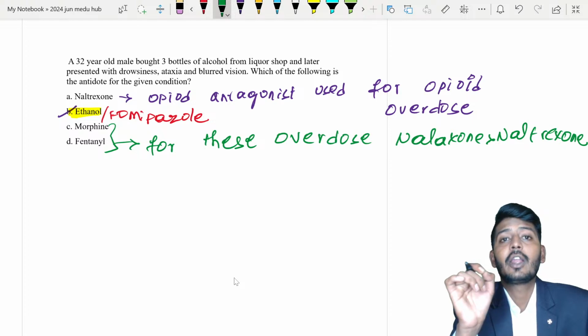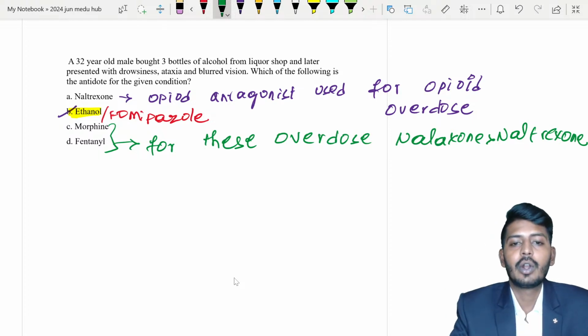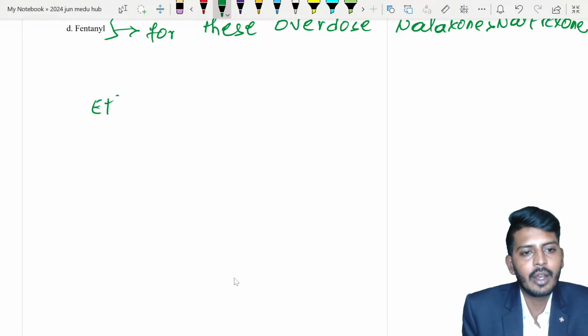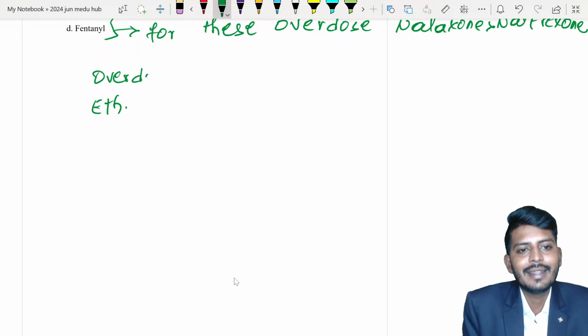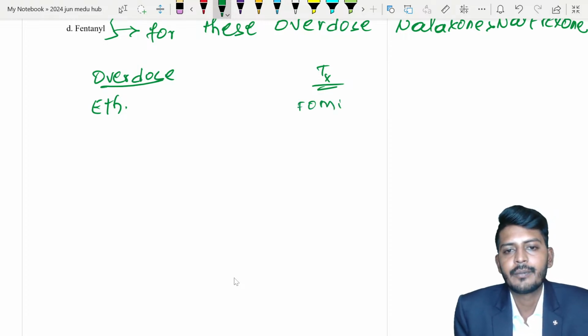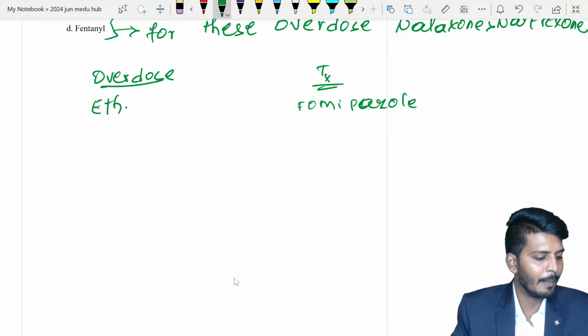Sorry, the antidote for the ethanol overdose is fomepizole. So let's clear this up once again. For ethanol, the drug of choice. So this is the overdose. Okay, here is the treatment. Okay, so for ethanol overdose, we are going to use fomepizole.